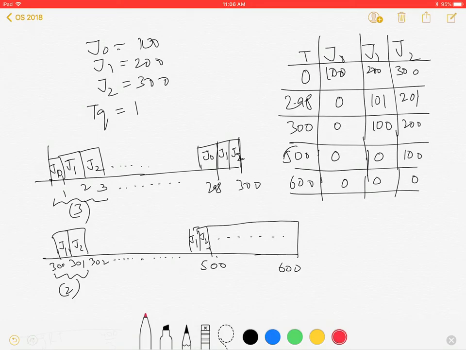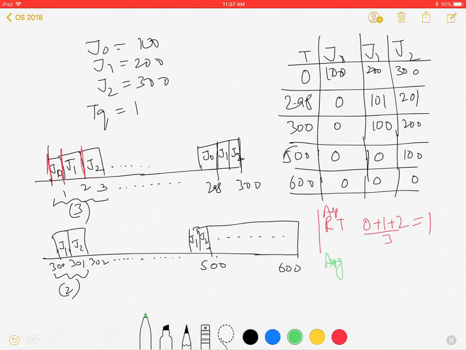Now if we look at the various times at which different processes started, and we want to find out the response time. So process J0 came in at 0, executed at 0, J1 came in at 0, executed at 1, J2 came in at 0, executed at 2. So the average response time is 0 plus 1 plus 2 divided by 3, which is 1.